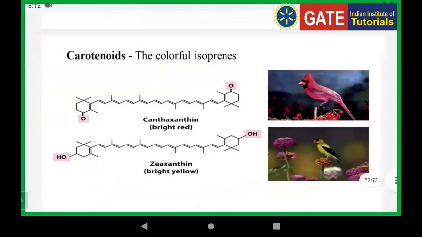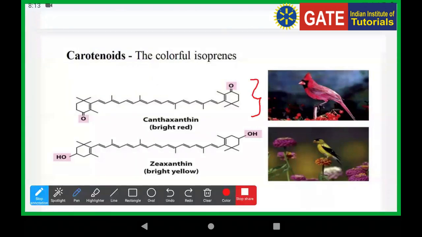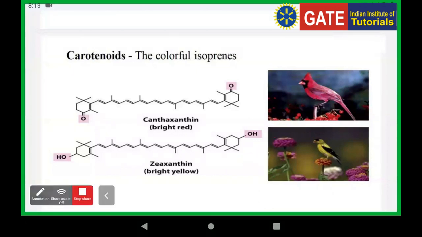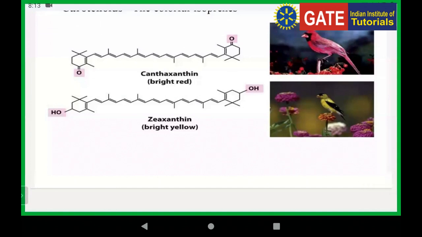So carotenoids. These are the colorful isoprenes. Isoprenes are fatty acid derived molecules. A long chain of hydrocarbons is present. These are the fatty acid derived molecules. Carotenoids are the pigments. See, bright red color, bright yellow colored pigments. These pigments are the derivatives of lipids. Understood?